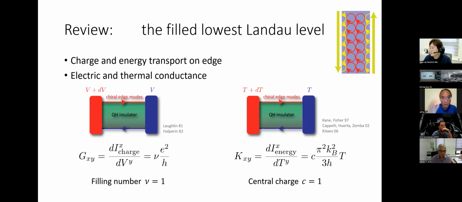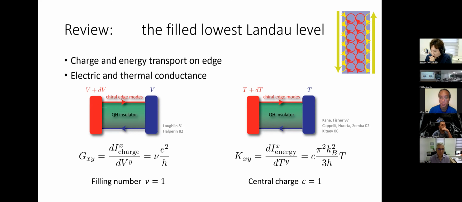So maybe in the filled lowest Landau level, we can also discuss some transport properties. In particular, I want to point out the thermal and the electric Hall conductance, the transverse conductance. The left diagram tells us the transverse conductance of the lowest Landau level. In this case, the filling number is 1, and the transverse conductance is 1 times e squared over h. And the right diagram is for thermal Hall conductance. The thermal Hall conductance is basically if you give a temperature difference in one direction, then you get energy transfer in the other direction.